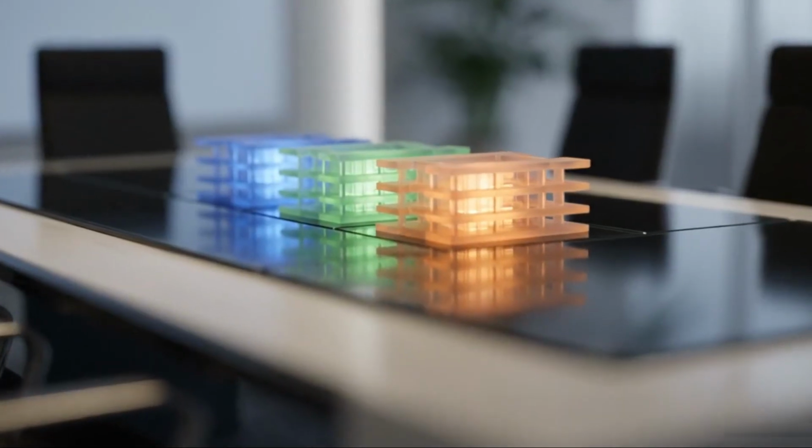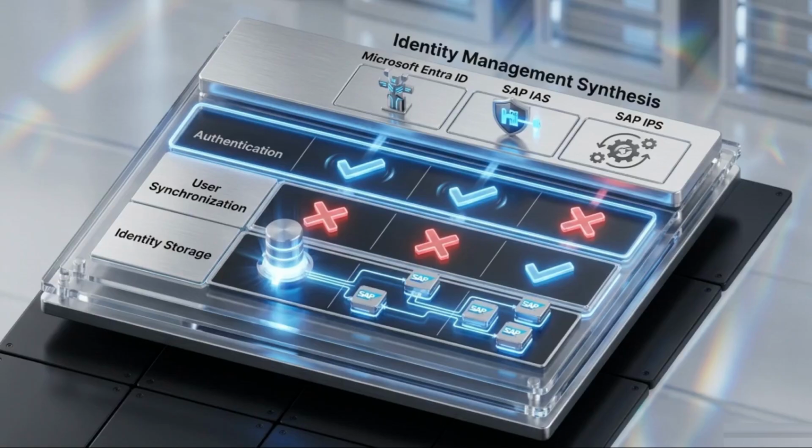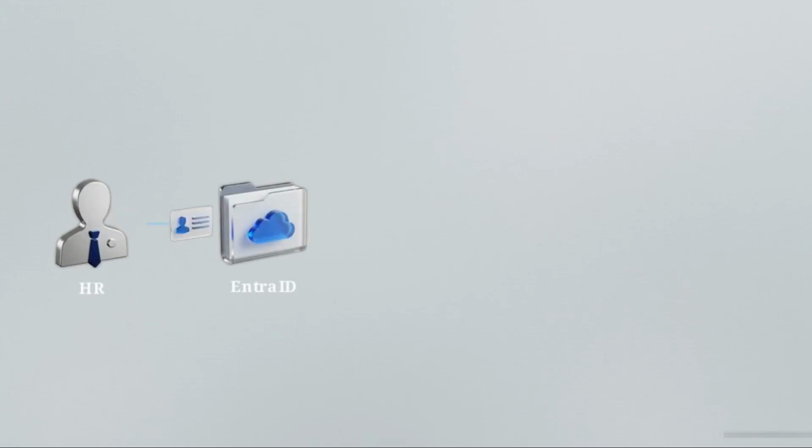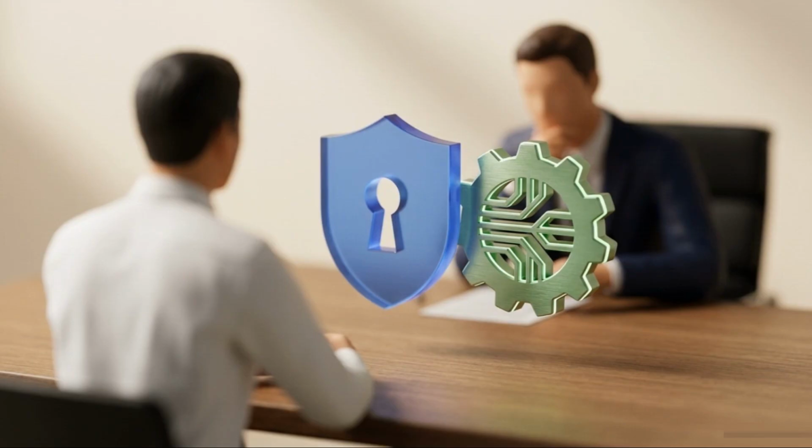Let's put all three systems into a definitive side-by-side comparison to clear up any remaining ambiguity about their features. First, authentication. Active checkmarks show IAS and Entra ID handle logins, while IPS is excluded. For user synchronization, roles flip. IPS is the sole engine for syncing users. Finally, storage. Entra ID is the primary enterprise source, while SAP tools act as synchronized relays. The blueprint is simple. HR creates the identity in Entra, IPS distributes that identity to SAP, and IAS gates the daily access. So when an interviewer asks you the exact difference between IAS and IPS, you have the answer.